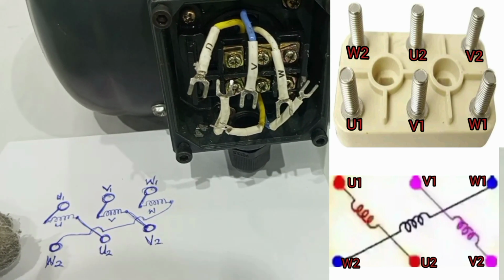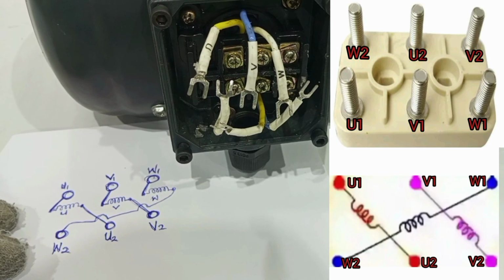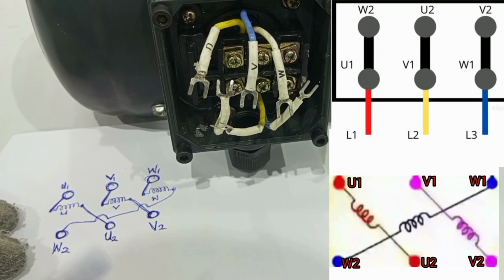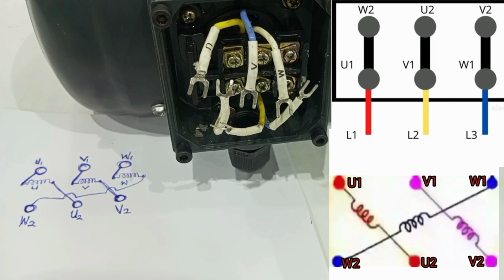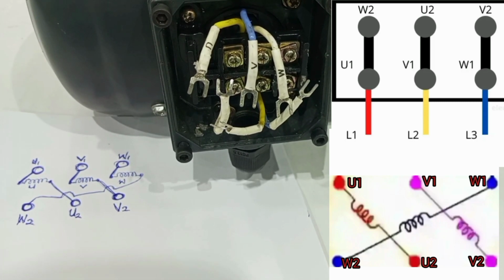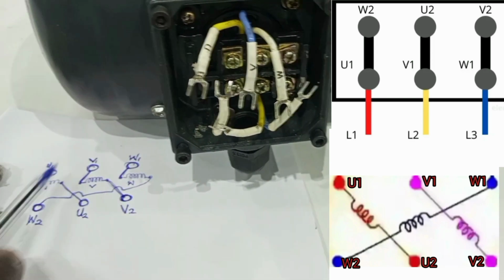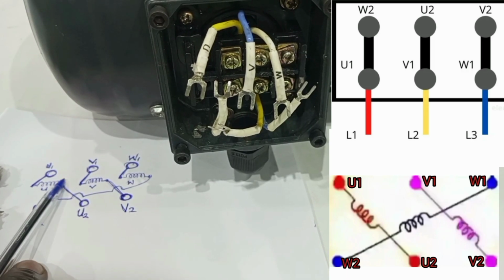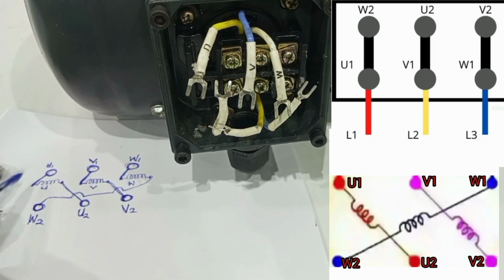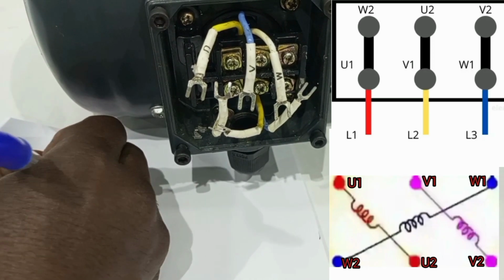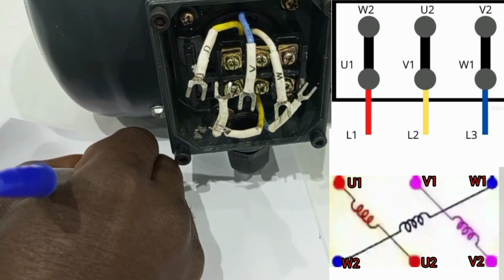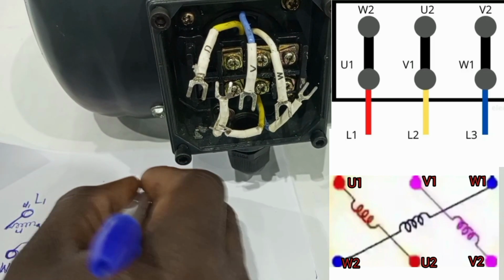Because in delta configuration, we need to supply each coil with 2 different phases. And so in a typical motor terminal marking, you will see the terminals labeled as U1, W2, V1, U2, W1, V2. In case we are connecting this motor in delta, what it simply means is that we are connecting L1 here, then we connect L2 here, and then we connect L3 here.